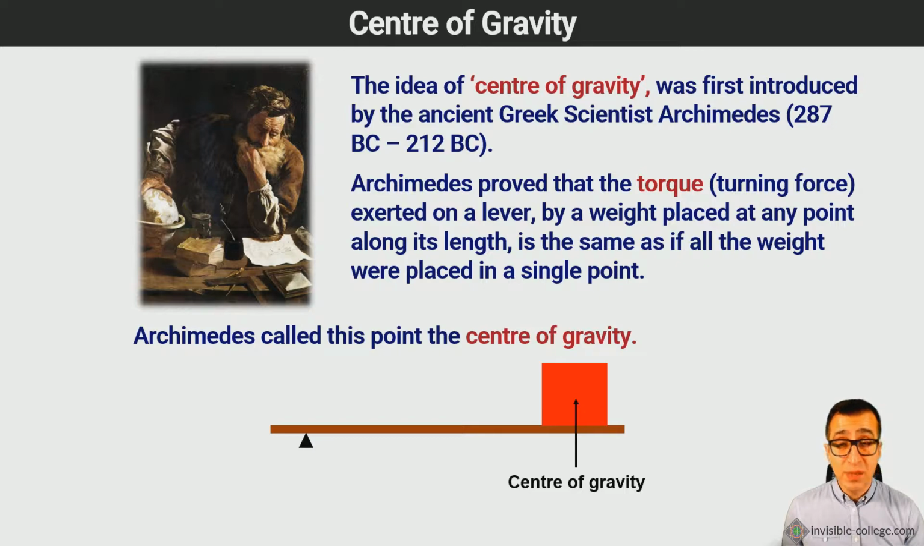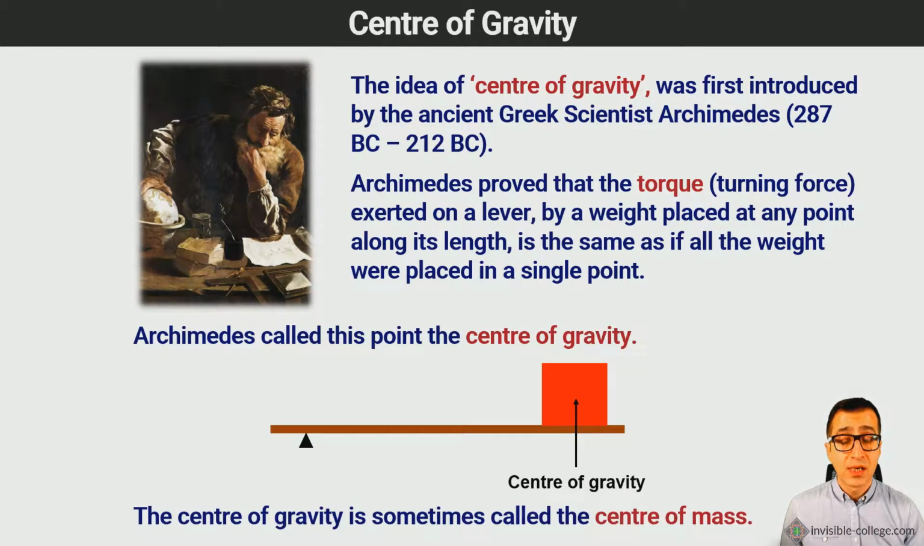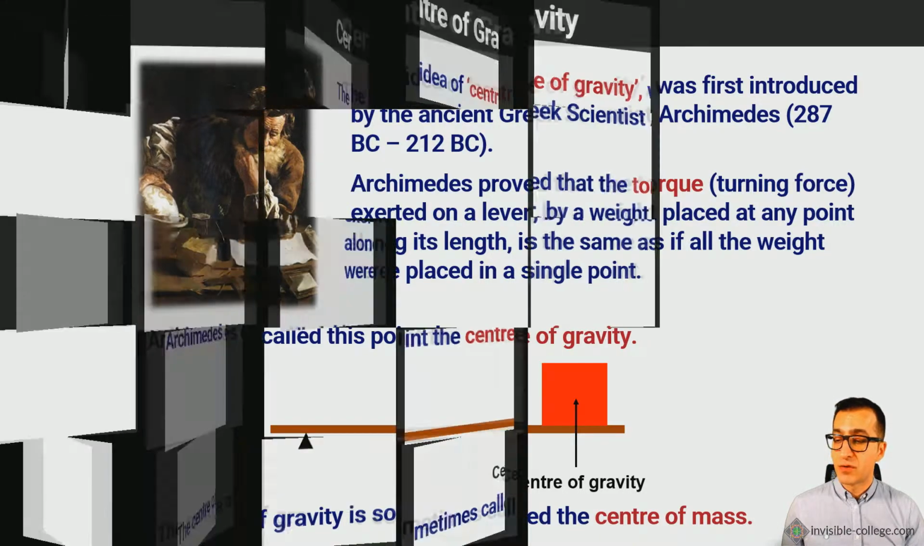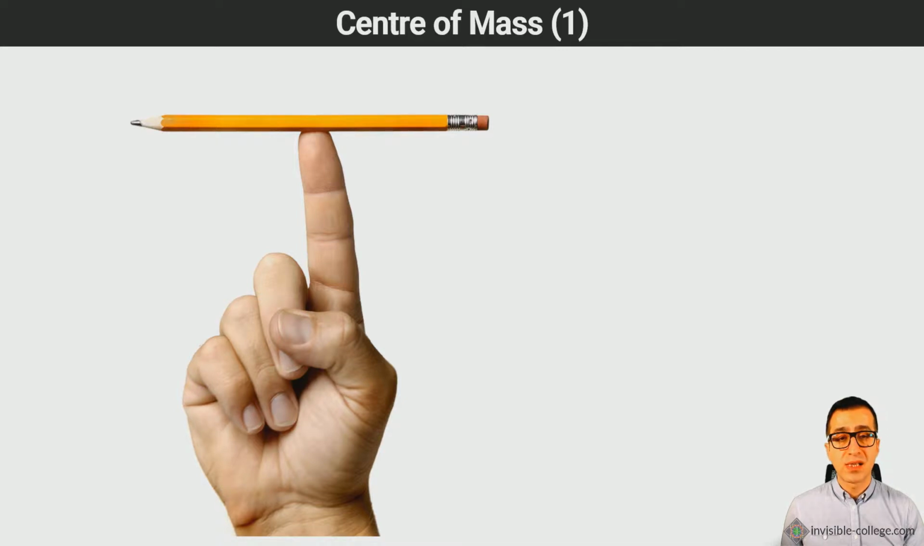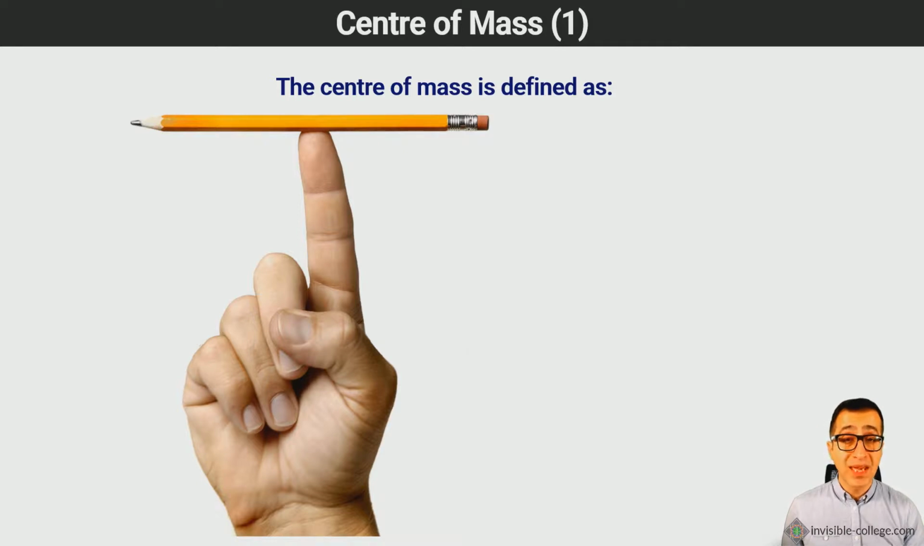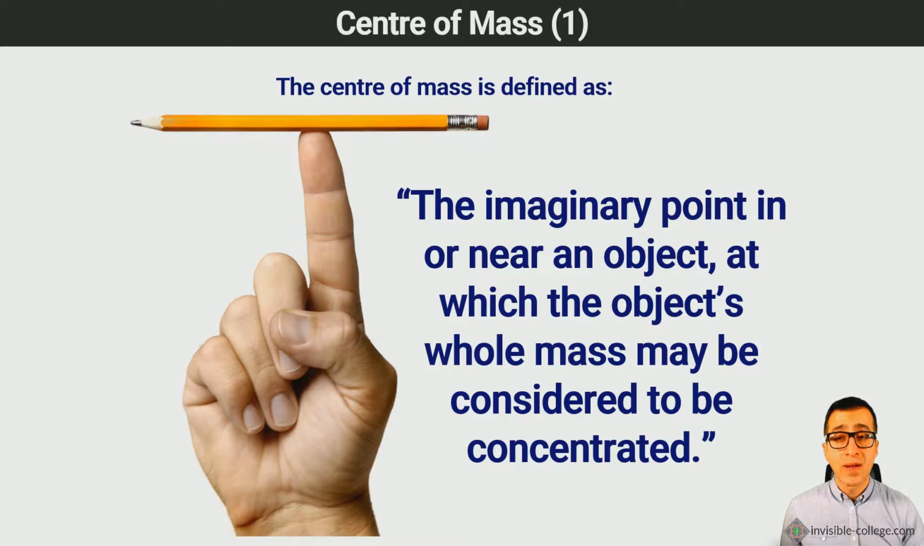Now, the centre of gravity is sometimes referred to as the centre of mass. It's not always the same as the centre of mass, as we'll see in a moment, but sometimes these words are used interchangeably. In fact, they don't quite mean the same thing. But let's start with centre of mass. So the centre of mass is usually defined, at least in GCSE curricula and elsewhere, as something like this: the imaginary point in or near an object where the object's whole mass can be considered to be concentrated. So we're going to look at some examples of this in a moment.